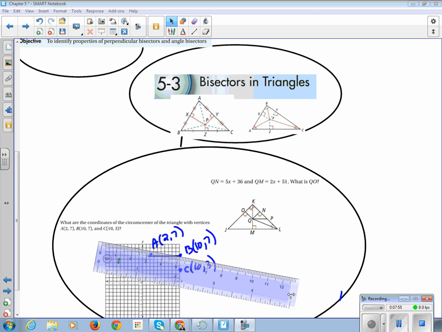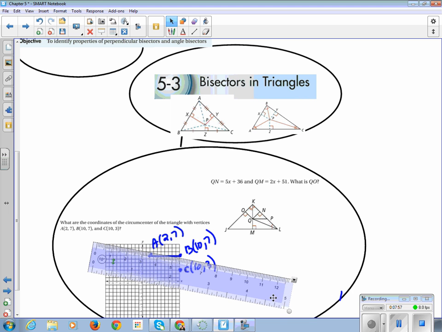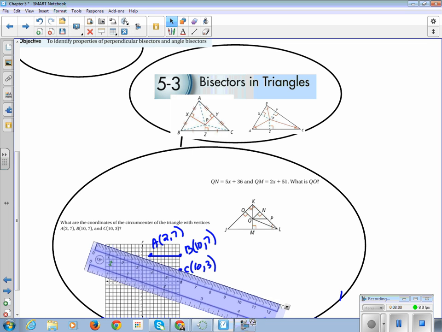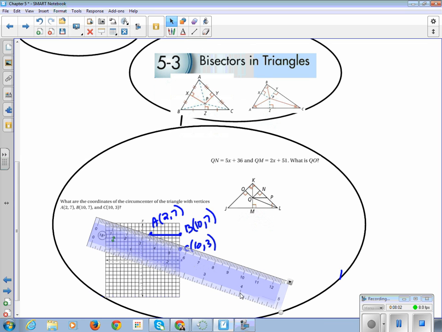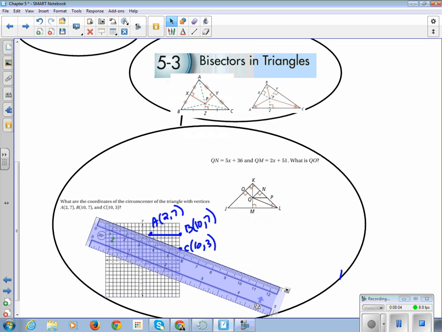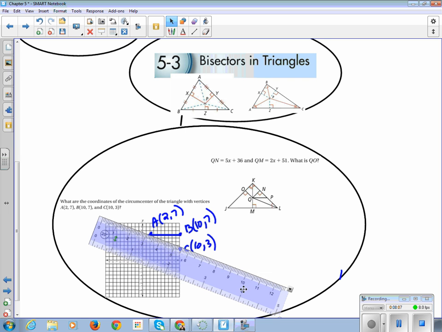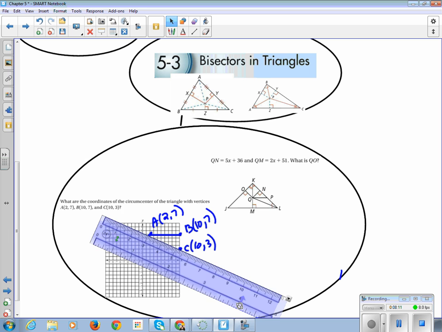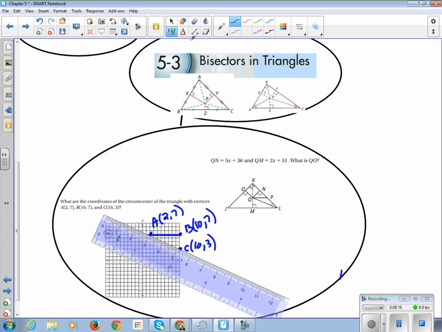Okay, so using our ruler to draw a straight line to make sure we have everything squared away. So a circumcenter is what? Is it the angle bisectors or is it the perpendicular bisectors? Circumcenter, y'all.